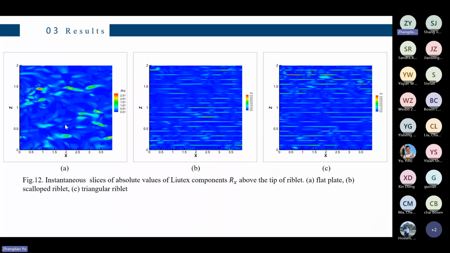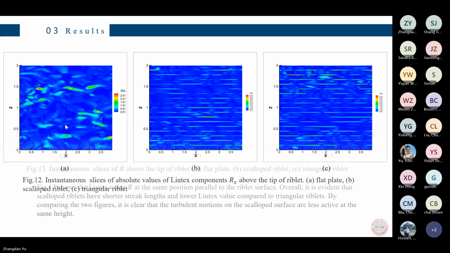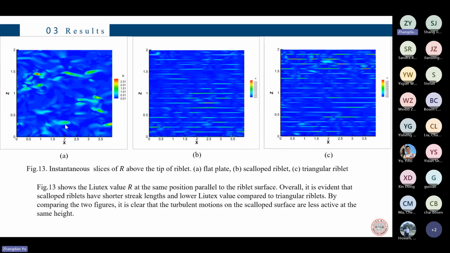Figure 12 is the slice of the absolute value of Liutex component X above the tip of the riblet, which is very similar to the slice of R at the same height. Figure 13 shows the Liutex value R at the same position parallel to the riblet surface. From this, it can be noted that at this height, the vortices are primarily streamwise vortices. Overall, it is evident that scalloped riblets have shorter strand lengths and lower Liutex values compared to triangular riblets.